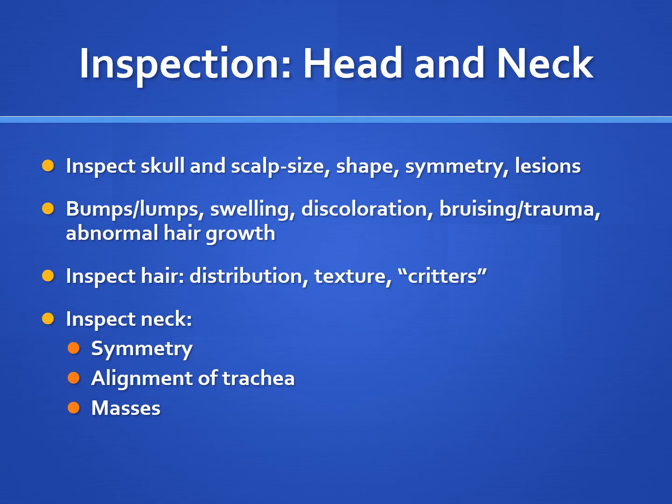We're inspecting the skull and the scalp. We're assessing the size and the shape, if there is symmetry, any visible lesions. You're looking for anything that's uneven or abnormal: bumps, lumps, swelling, and discoloration. We want to scan with our eyes for any masses or lumps, swelling, bruising, or trauma, any color changes. We also want to note any abnormal hair growth patterns, comparing both sides.